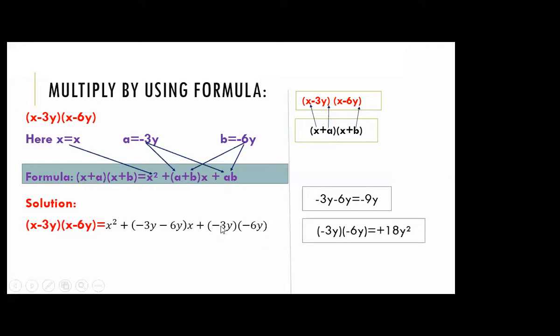And what about the second term? Minus minus is plus. 6 times 3 is 18. y times y is y square. So here we get the answer x square minus 9xy plus 18y square. Clear, students?